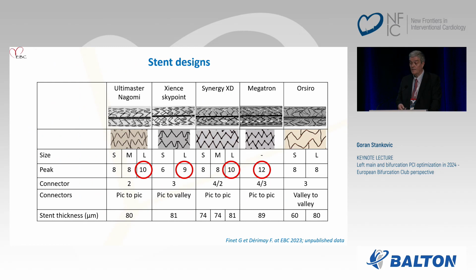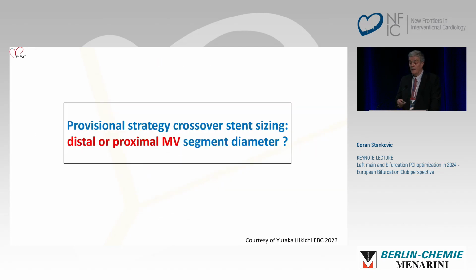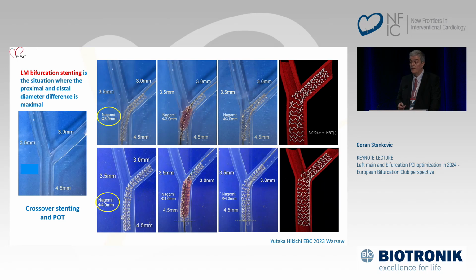And how can we explain this? We can explain it probably by the highest number of crowns and peaks. And Nagomi and Synergy also have a similar peak-to-peak design. Should we size the stent always in the left main based on distal reference? Hikichi showed that if we go for distal reference, for example, in the upper row, if we use Nagomi 3.0 according to circumflex diameter, then we see in the last image that actually we don't have good coverage in the much bigger polygon of confluence.